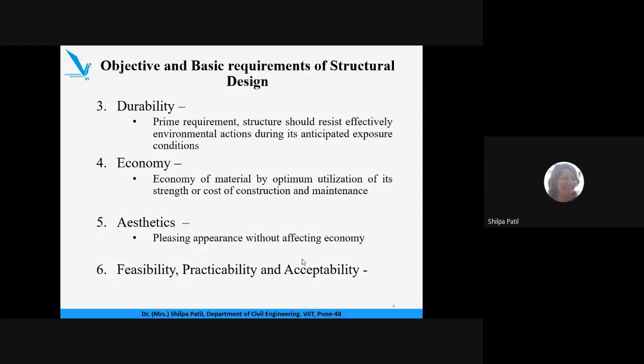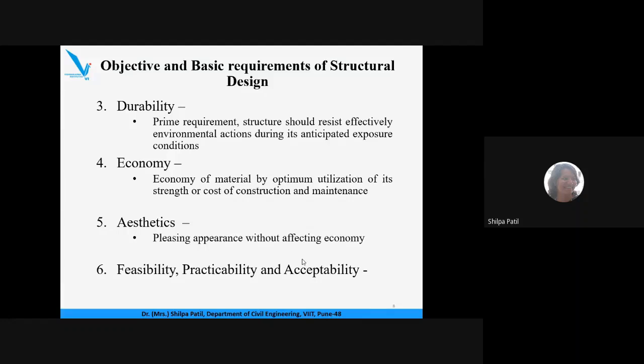So while designing, we have to consider the optimum use of material along with keeping in mind the cost requirement for the maintenance also. Okay, so use a good quality of material, but the cost of construction should be within the limit, and the ultimate cost of maintenance should also be within the limit. This is how we can achieve the economy.